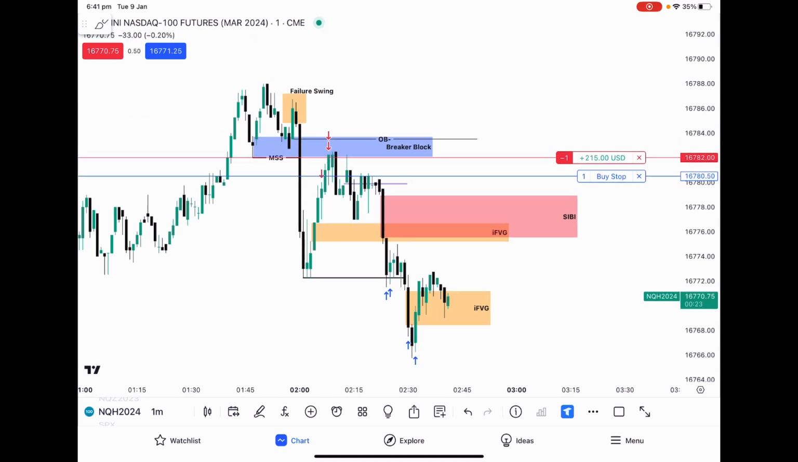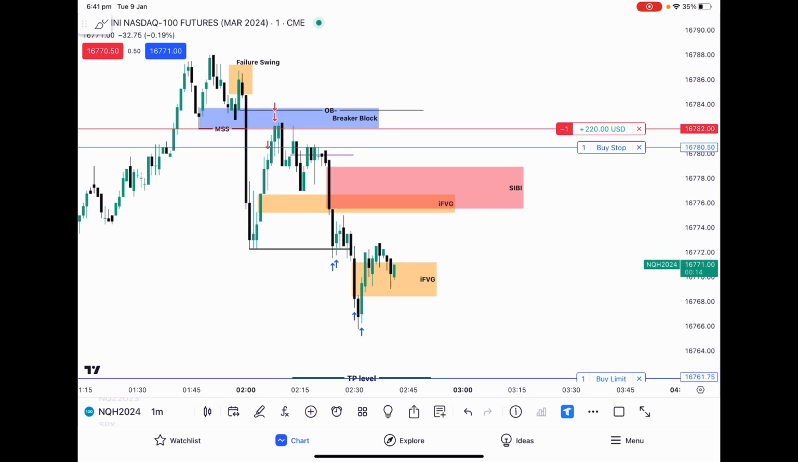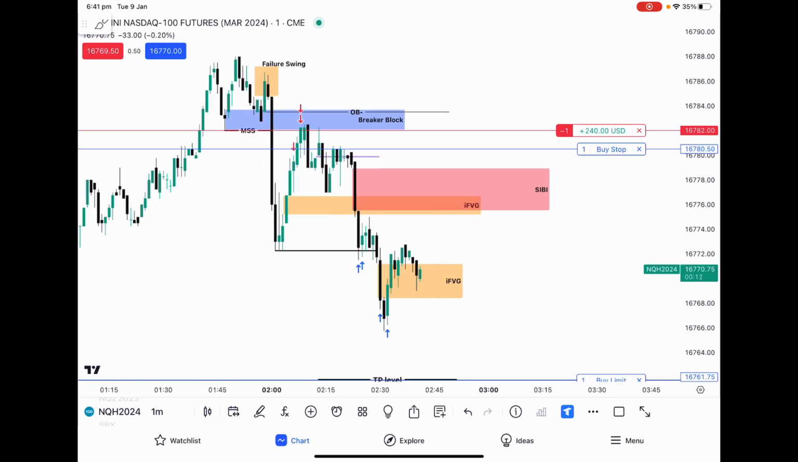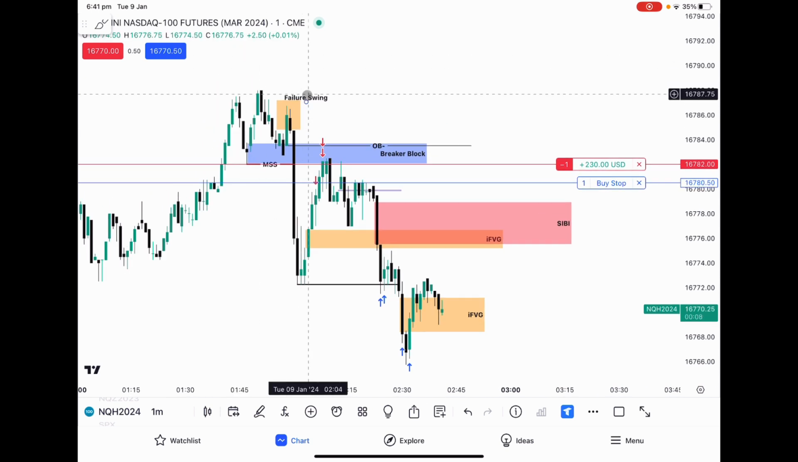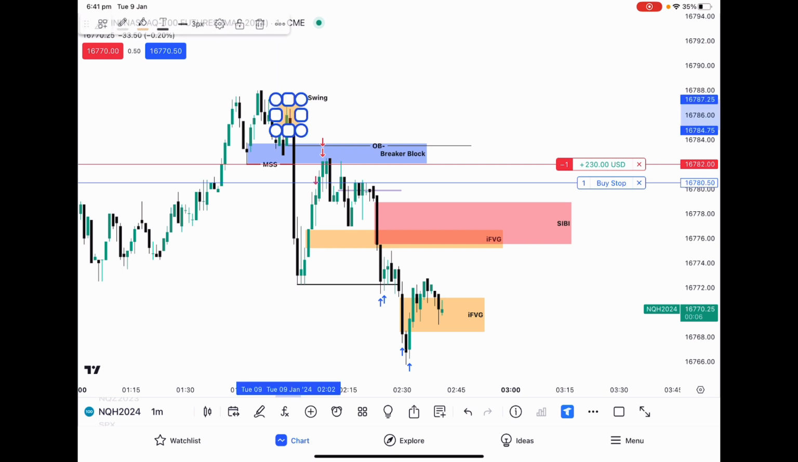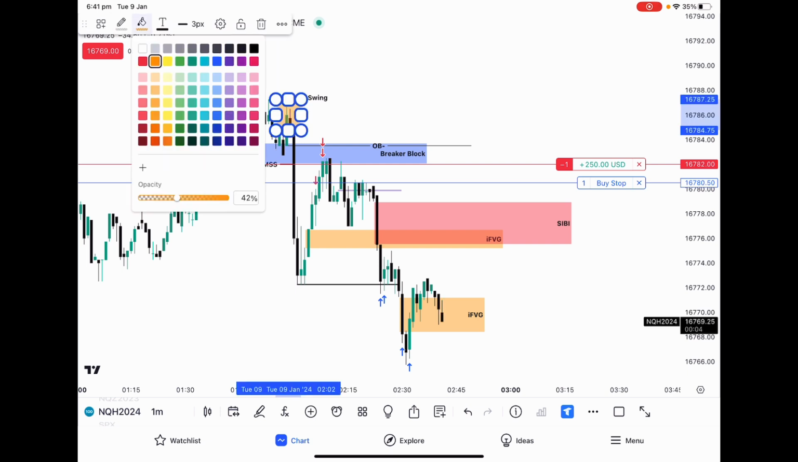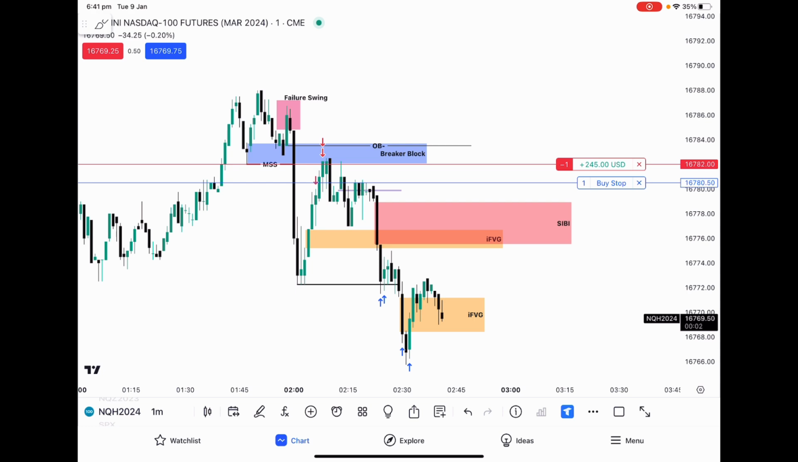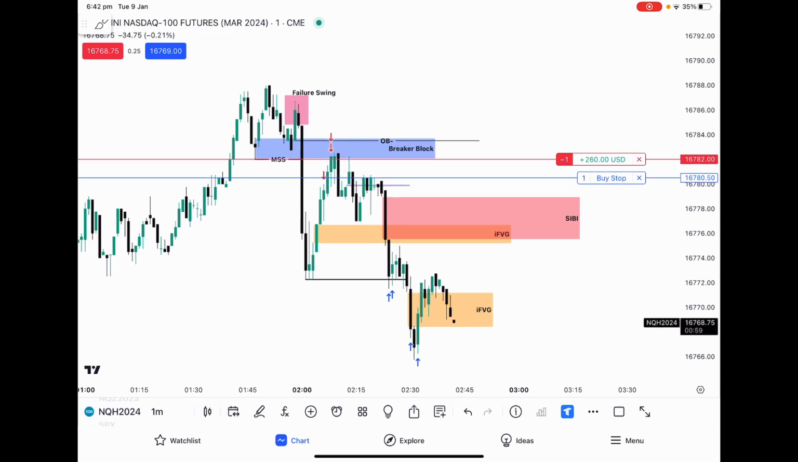Breaker block, fair value gap, order block, which supports price. So you've got multiple PD arrays that should support price. And you've got a really drastic market structure shift, right, which is good. So that's what I'm looking at. And obviously a failure swing here. Might change the color of that to, say, we'll go pink, right? So that's your failure swing, just so you know. If you want to take a screenshot, you're welcome to. That's completely fine.